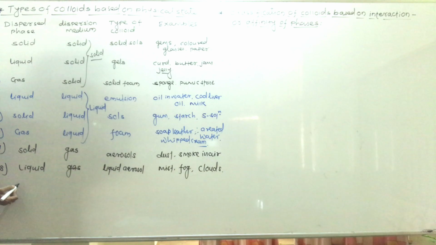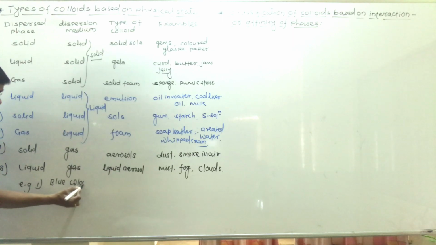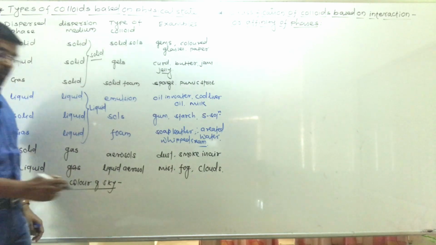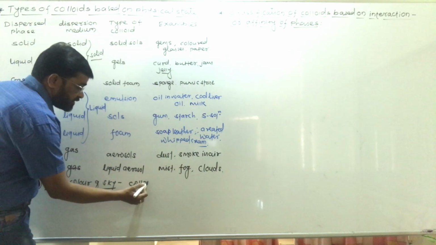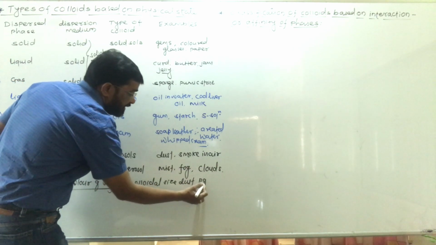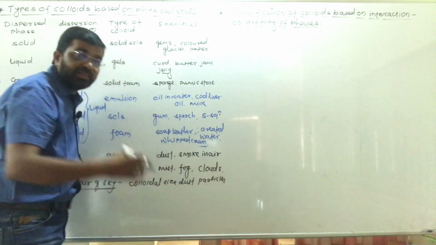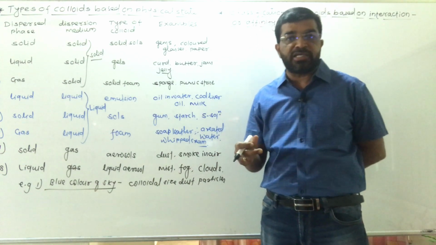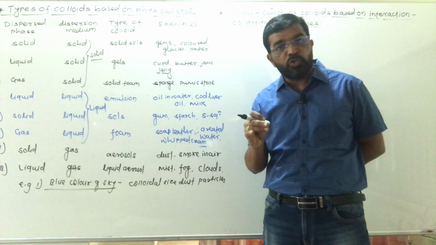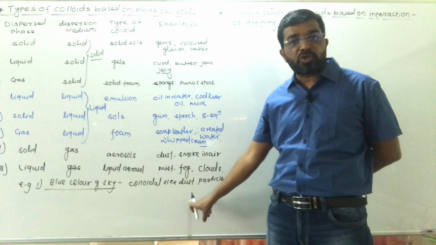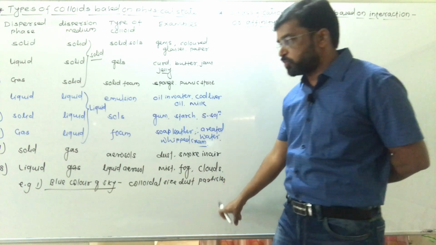Now some examples of colloidal solutions we have to study. Blue color of the sky: it is due to colloidal size dust particles present in the air. The colloidal size dust particles and moisture present in the air scatter the blue light, and therefore the sky appears blue. This is due to the colloidal solution.